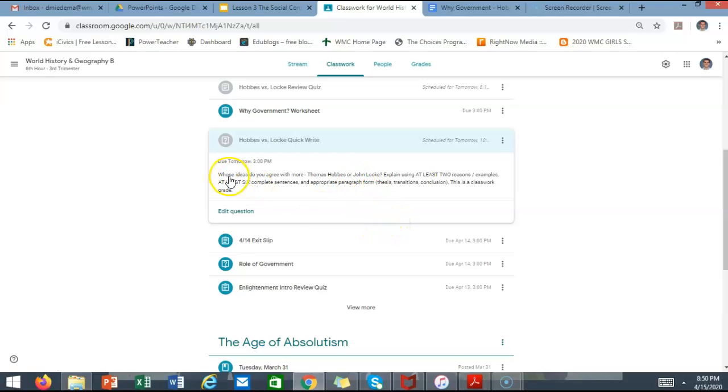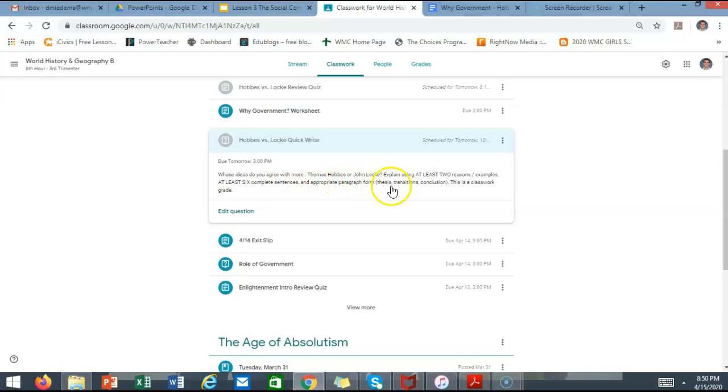What you need to do is tell me whose ideas you agree with more, Thomas Hobbes or John Locke. You need to give 2 specific examples and reasons. So explain using 2 of these people's specific ideas. Explain how or why you agree with 2 of their ideas. At least 6 sentences to explain it, and use appropriate paragraph form.